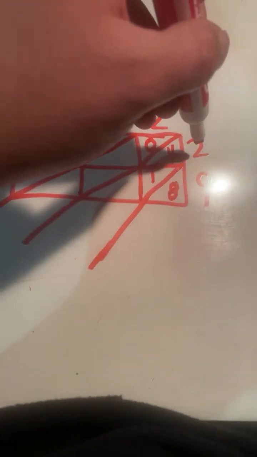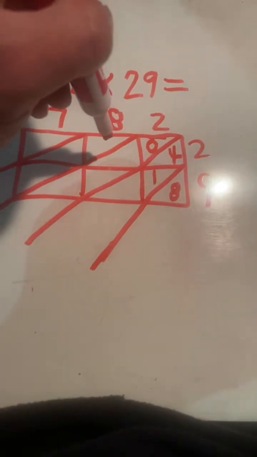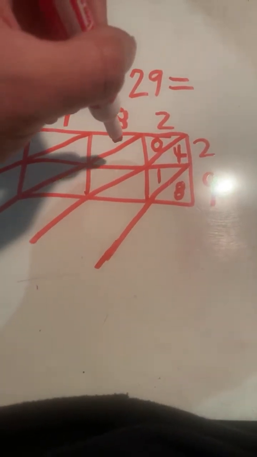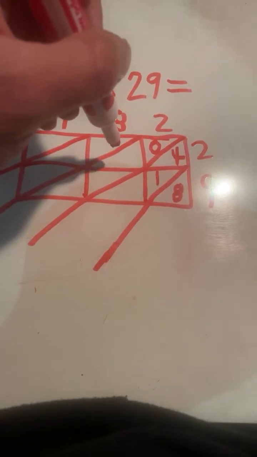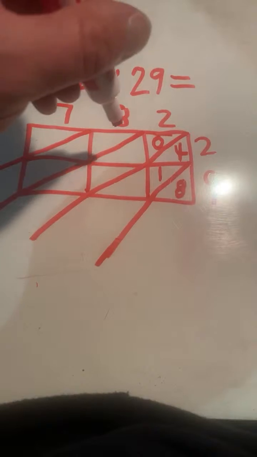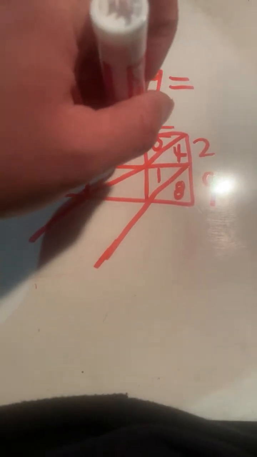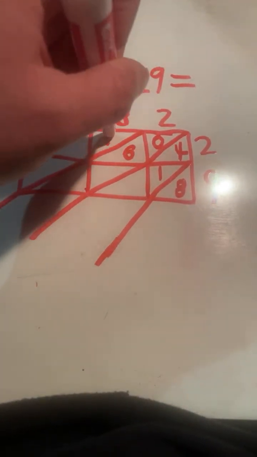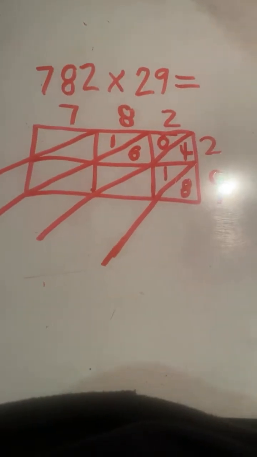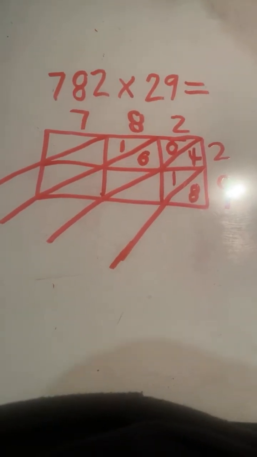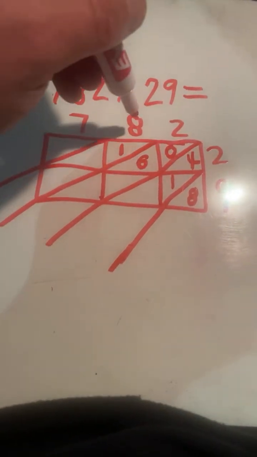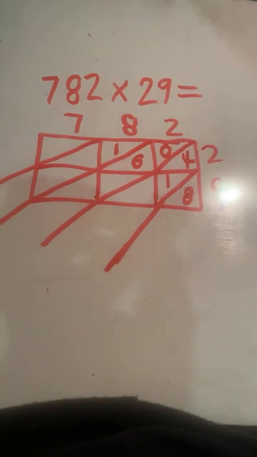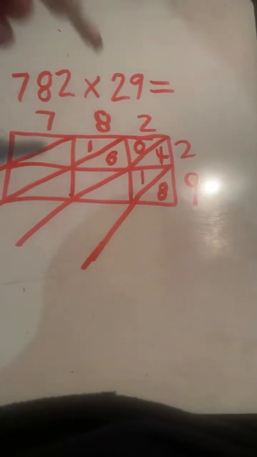8 times 2, the answer to 8 times 2 is going to go in this square. And each triangle gets a different digit, so 8 times 2 equals 16. So the 6 in 16 goes in the bottom triangle, the 1 in 16 goes in the top triangle. 7 times 2. It doesn't matter which order we do them in as long as we do all of the multiplication.